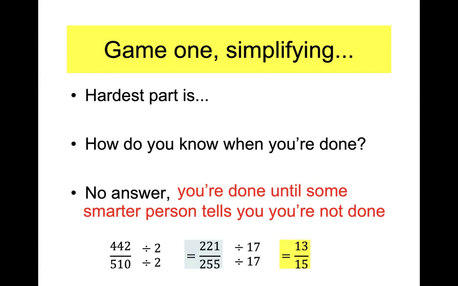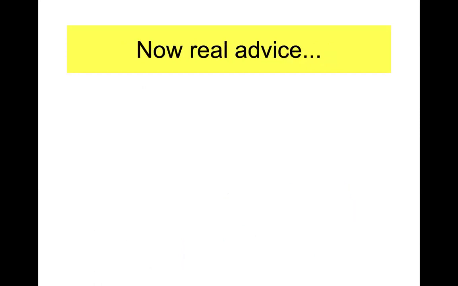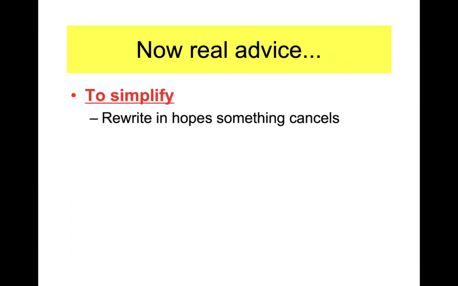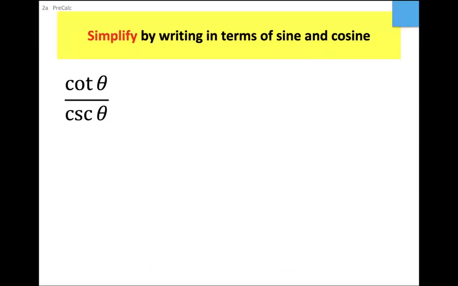Now, luckily for you, attached to the email I sent you, you're going to see the answers to the questions. So you will know that you're done because your answer will match the one in the back of the book. All right, so I said I was going to give you four pieces of advice. To simplify, advice number one is rewrite what you got in the hopes that something cancels or maybe something can turn into the number one. Now, the first one is kind of self-explanatory. We're going to change something and hopefully something cancels. The second one needs a little bit of explanation. So I'll show you both examples here.